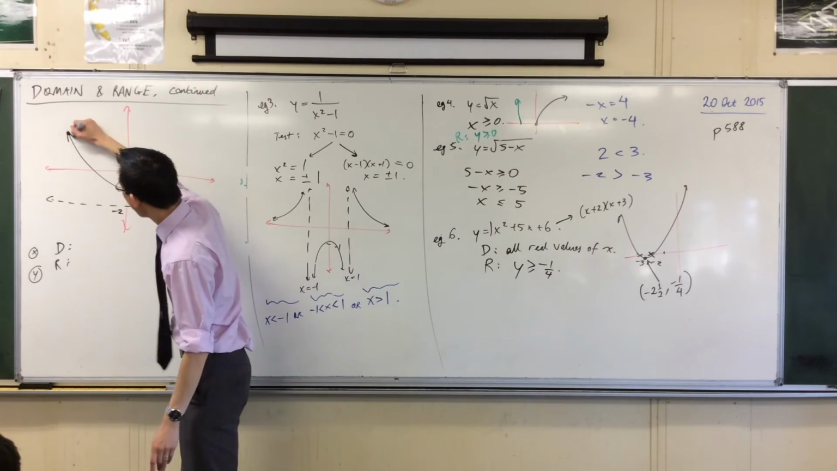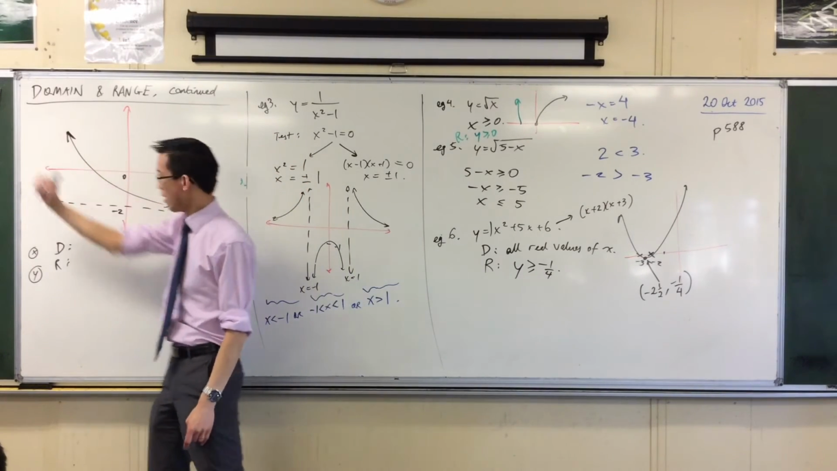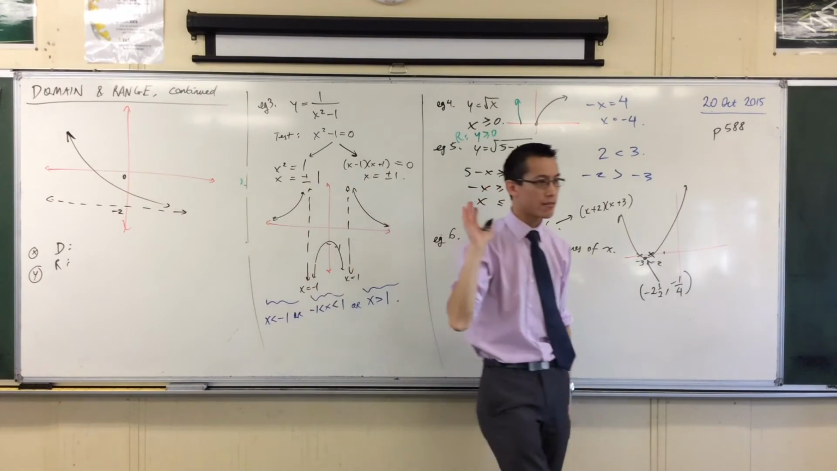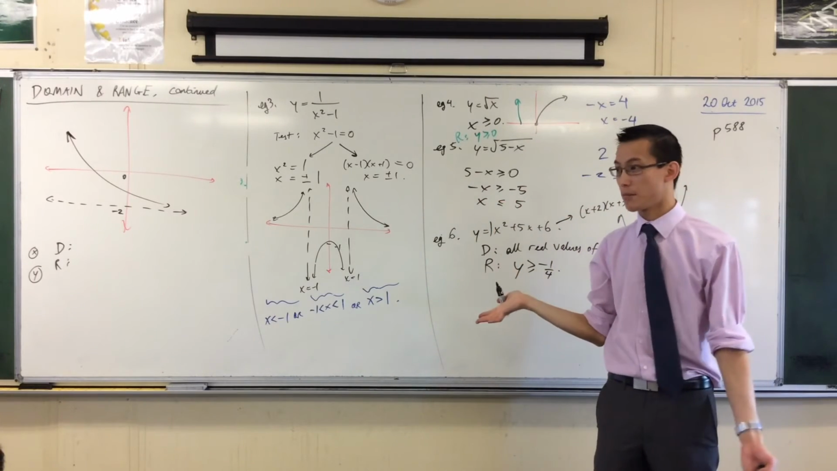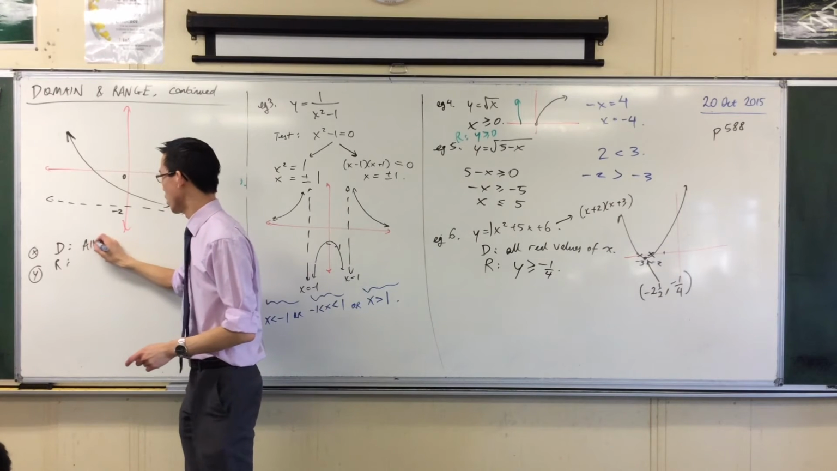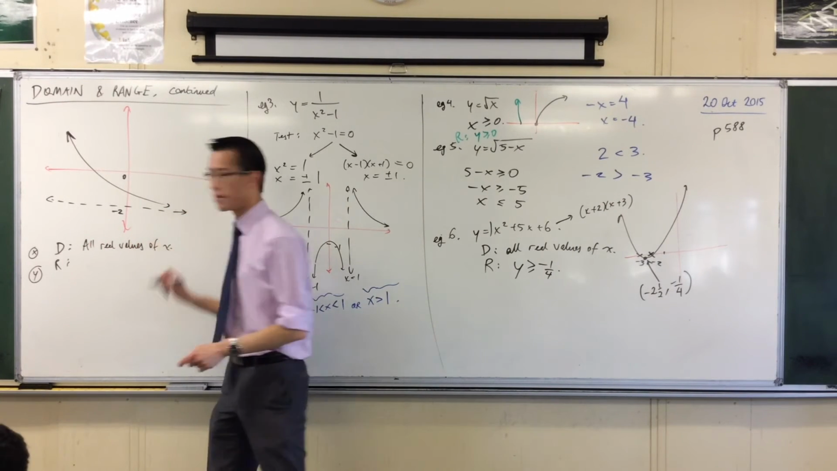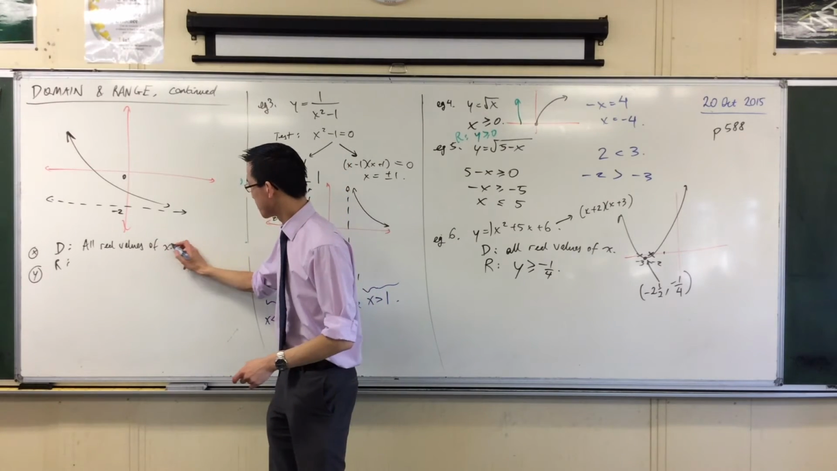So being that I have an arrow there, I'm going all the way over that way to the left. I'm going all the way over this way to the right. Everything's fair game. There's no holes in it or anything, right? So therefore, I can say the domain is all real values of x. They all check out, okay?